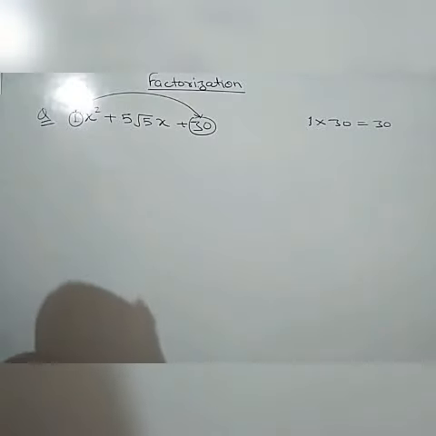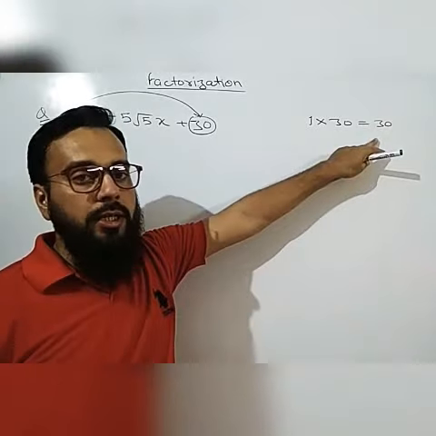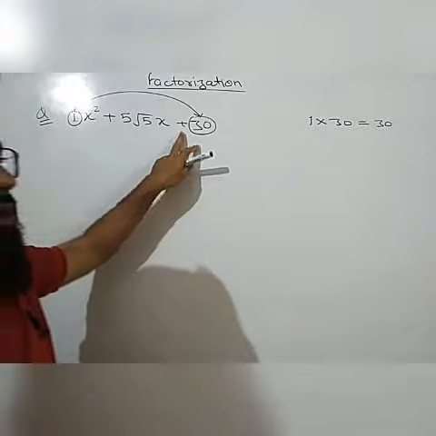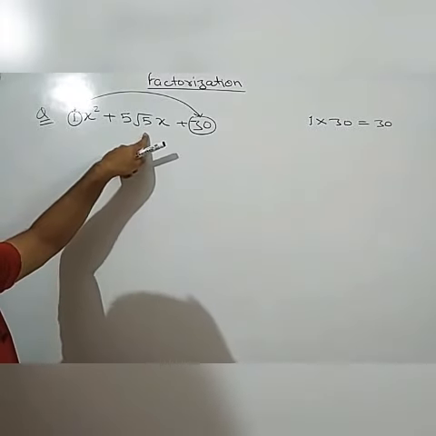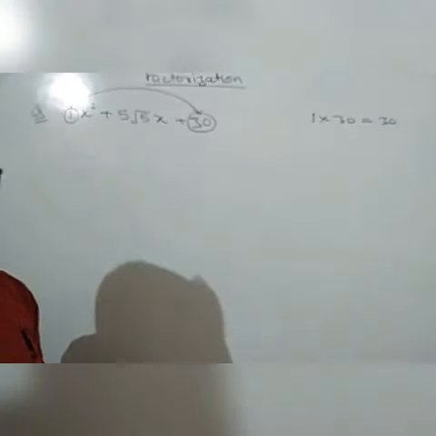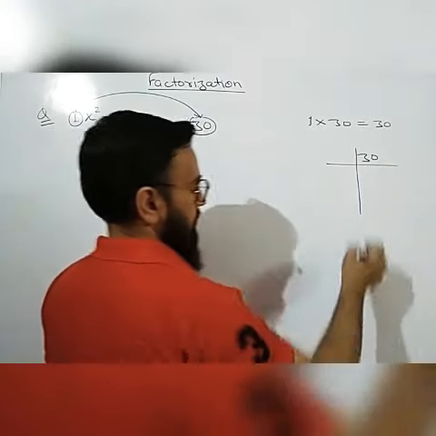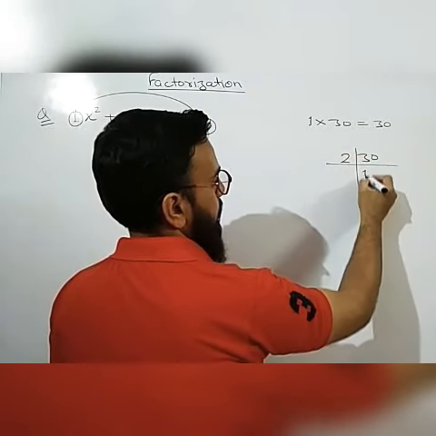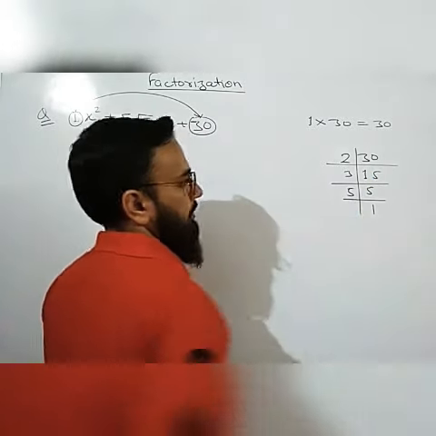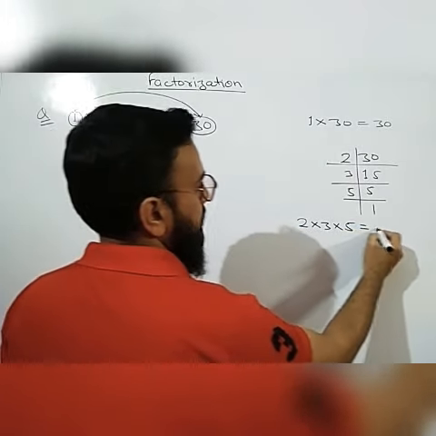Now we have to obtain two numbers whose multiplication should be equal to 30. But the sign is positive. It means the sum of the two numbers should be equal to 5 root 5, and the multiplication of those two numbers should be equal to 30. So the first step we use is to factorize this 30. By factorizing 30, we will get 2, 15, then 3, 5, and 5 and 1. It means we can write 2 into 3 into 5 is equal to 30.